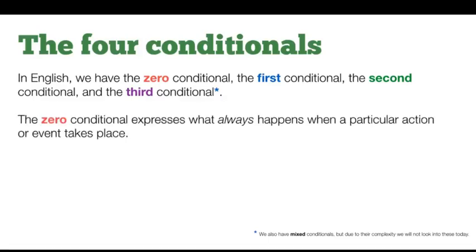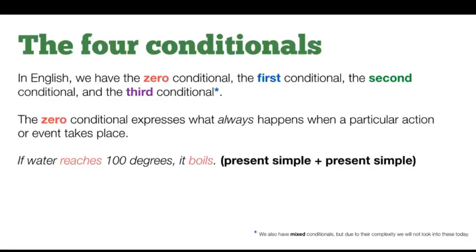First of all, starting with the zero conditional, we use this to express what always happens when a particular action or event takes place. For example, if water reaches 100 degrees, it boils. So very simple, if plus the present simple, and then plus the present simple with the result.